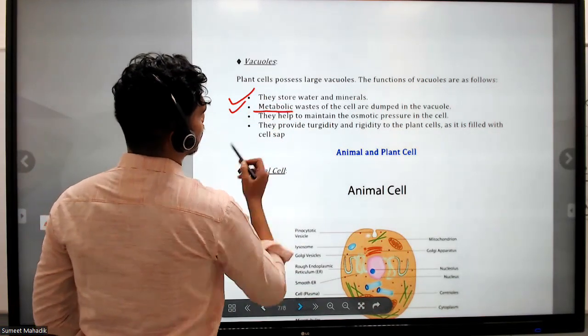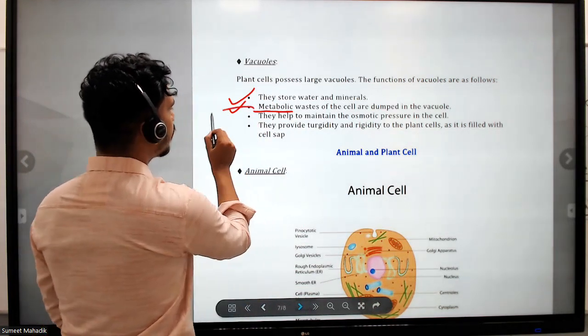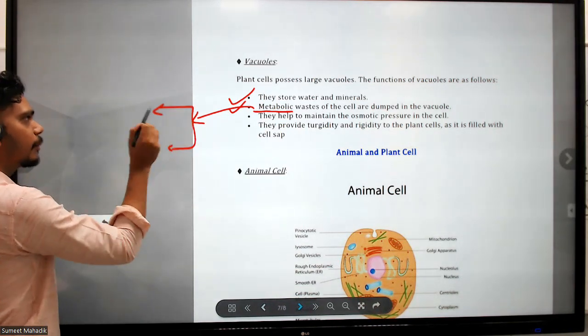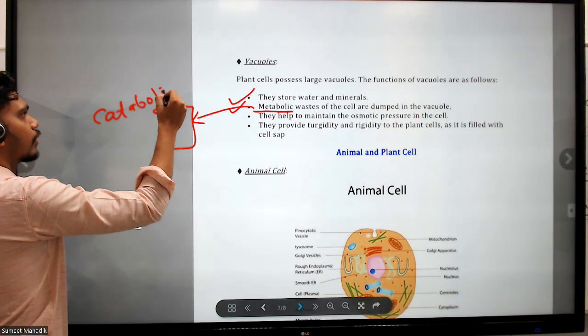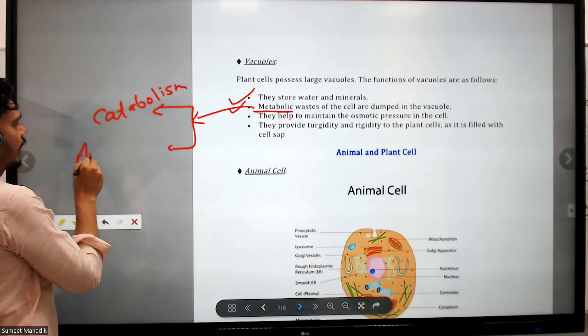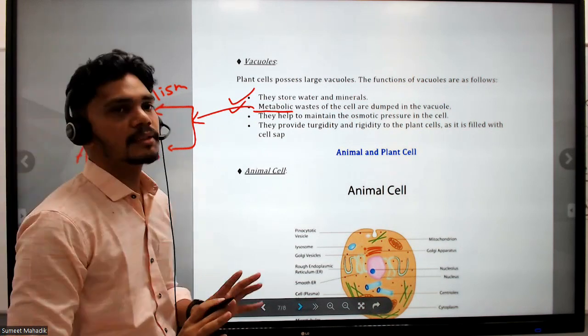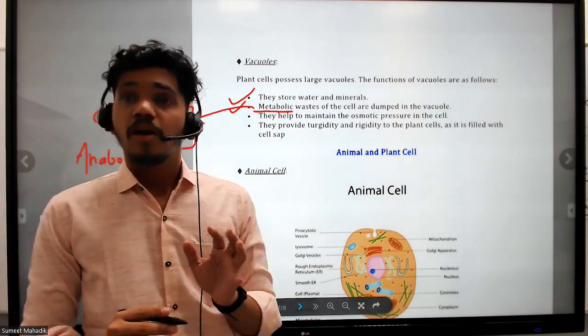Metabolic waste of the cell is dumped in the vacuole. What is metabolic? Metabolism is composed of two categories that you have to study later, but I will tell you. Catabolism and anabolism. Just remember metabolic activity. I will tell you just as extra knowledge.